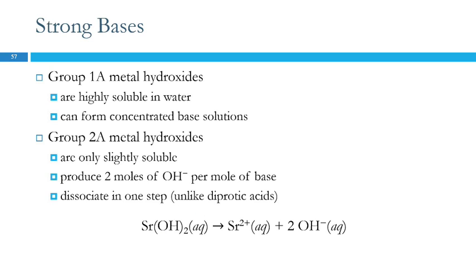We talked about diprotic acids. They have more than one ionizable hydrogen. Those hydrogens come off one at a time. Strong bases don't do that. They just dissociate completely. So these 2 hydroxides, they just both come off at the same time. Any questions? Strong bases are kind of boring.